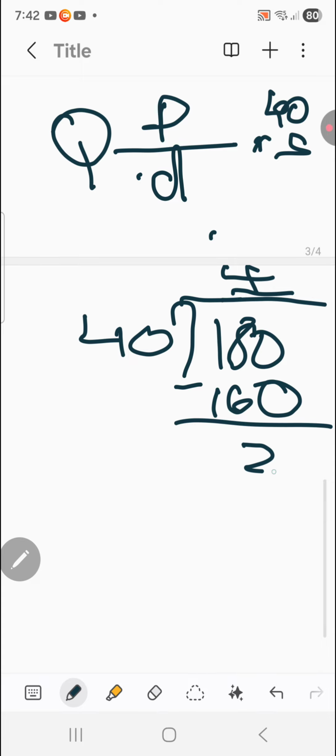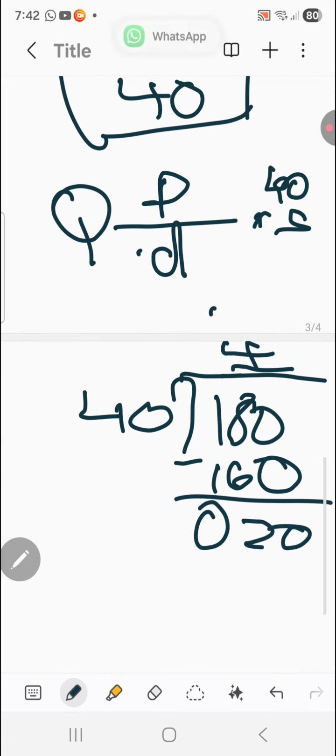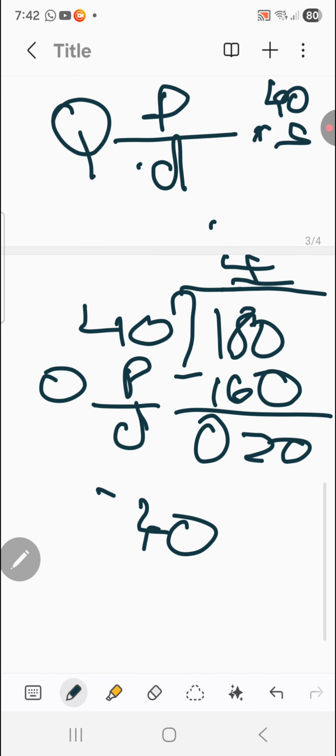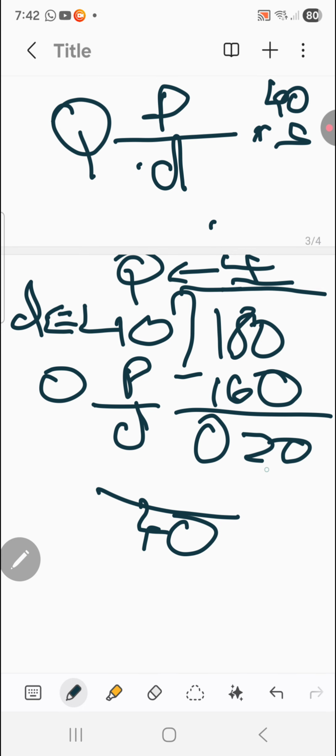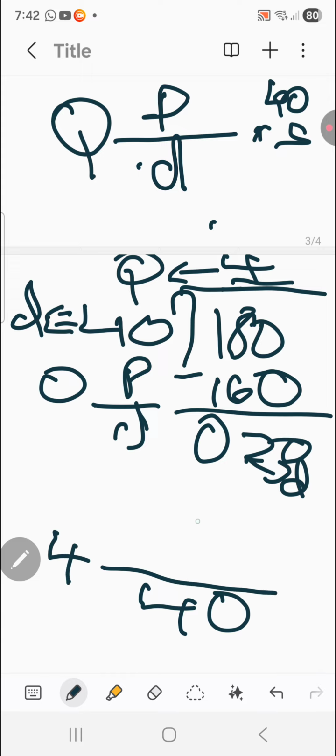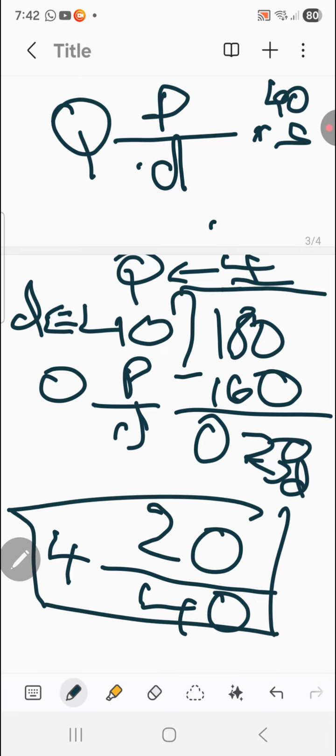I'm sorry, it's 29. Now using the same thing as you saw, Q R by D, we can form it. Now 40 is going to be the D, the divisor, and 4 is the quotient, and the remainder is 29. So this is nothing but 4 29 by 40. This is the answer for our question.